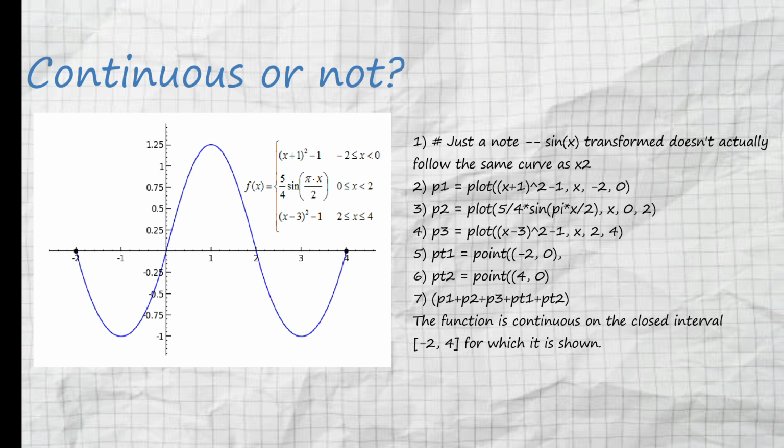For the first point, it shows that x is equal to negative 2 and y is equal to 0. For the second point, x is equal to 4 and y is equal to 0. The function is continuous on the closed interval [negative 2, 4] for which it is shown.